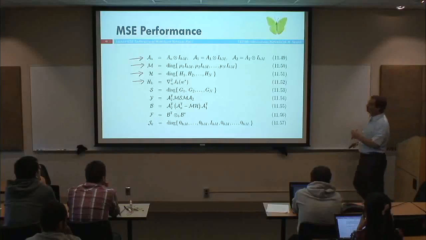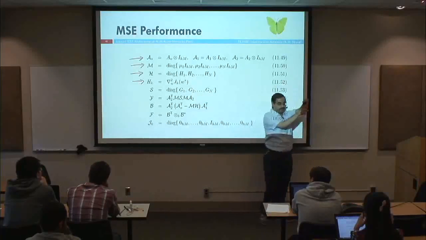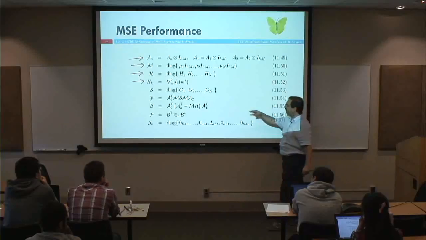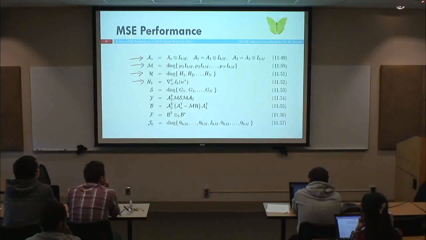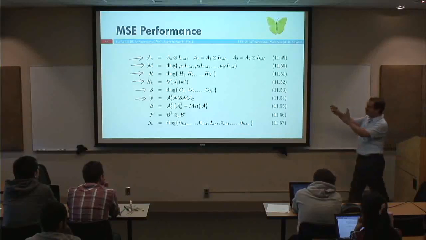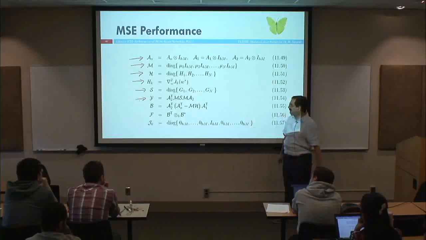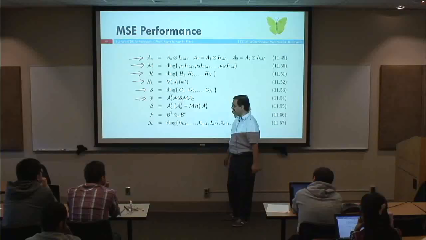The S contains the gradient noise, because each node has one G. Put them into an S. And then the Y has the information about the S, and this information is scaled by M and M, A2M, MA2, okay? So it's simply a scaled version of this S.